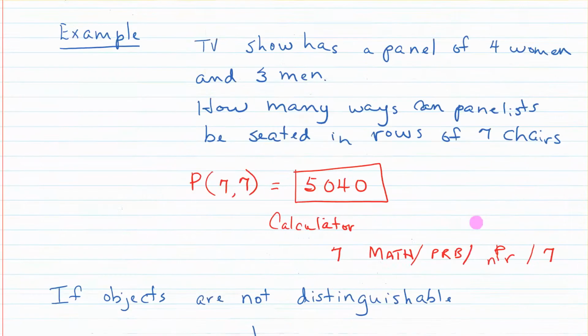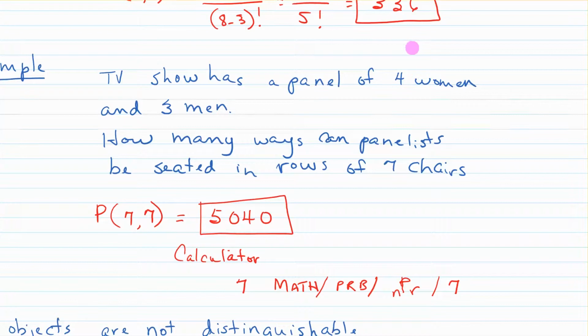Let's see, we went too far. A TV show has a panel of 4 women and 3 men. How many ways can the panelists be seated in rows of 7 chairs? So how many total people do we have? 7. So it's 7 people taken 7 at a time, because you're going to seat them in 7 chairs. So how many ways could we do that?